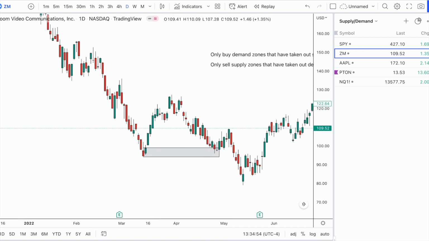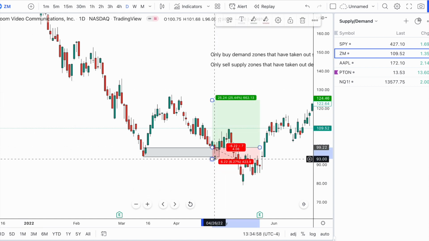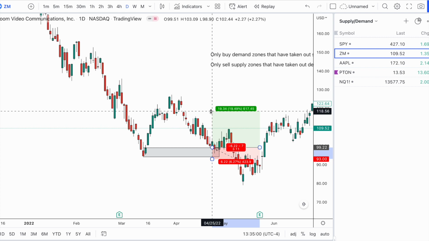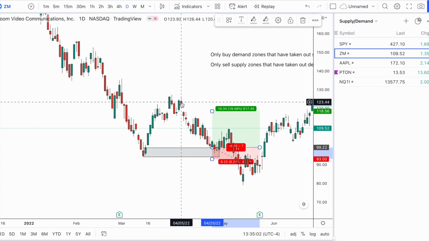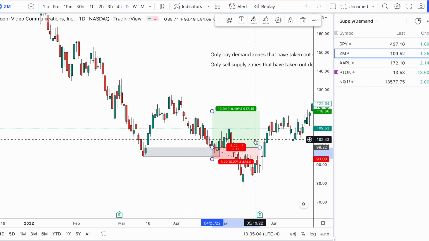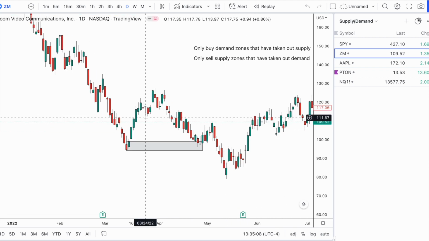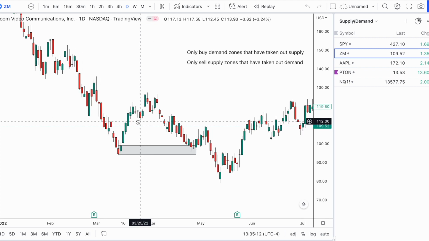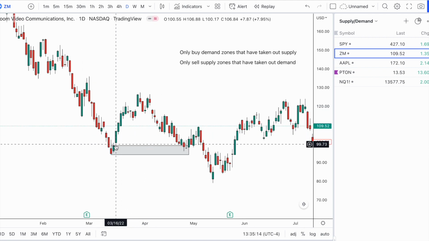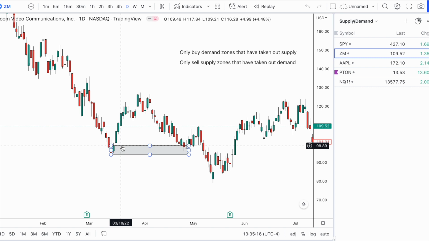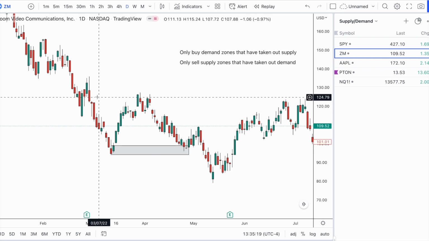So maybe you have a trade where you're looking to get long here. You have your stop down here. Maybe you're looking to target up here or this supply zone up at 123, and you end up getting stopped out. Why did that happen? The concept that I want you guys to understand is market structure. So why did this demand zone fail? The reason is that it never took out this supply.